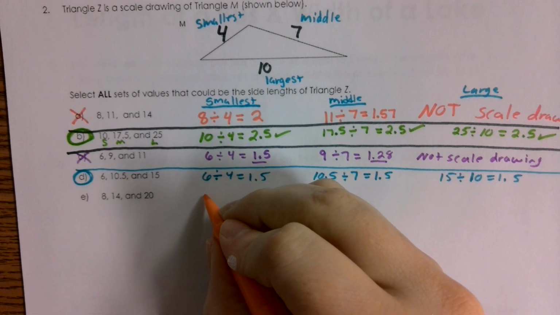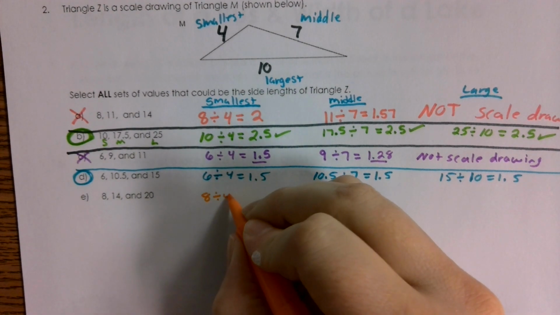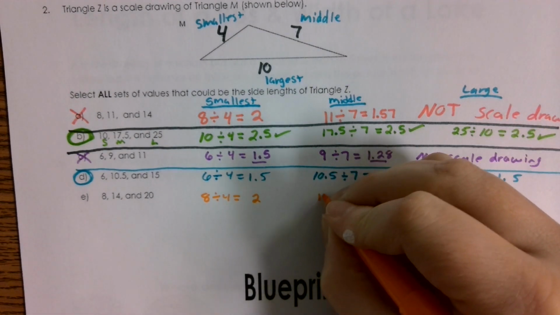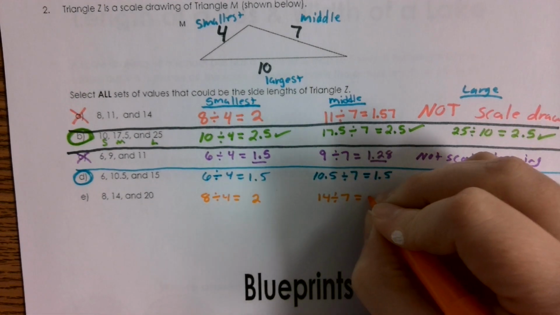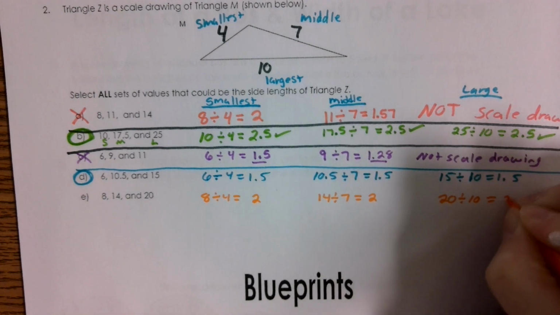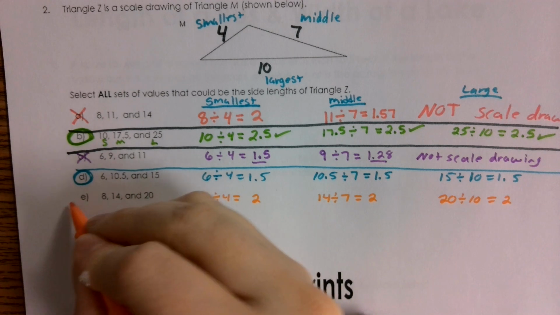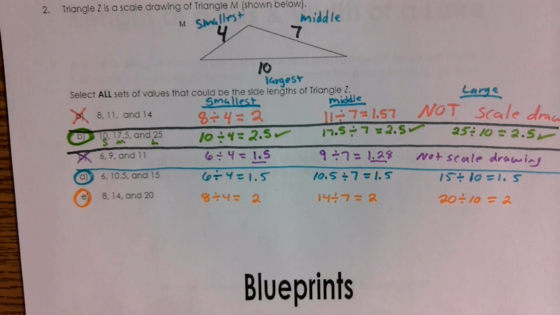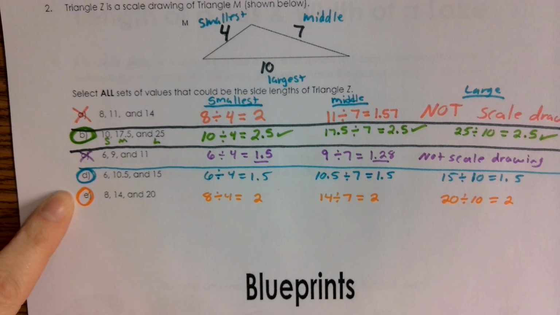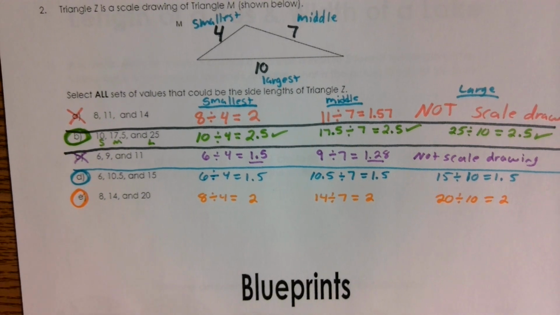Okay, the last one has us doing 8. 8 divided by 4 is going to come out to 2. Then we're going to do 14 divided by 7. That comes out to 2. Then we'll do 20 divided by 10. That also comes out to 2. All of those work, so E is also an option. So we have option B, D, and E are all representations of possible scale drawing measurements. Okay?